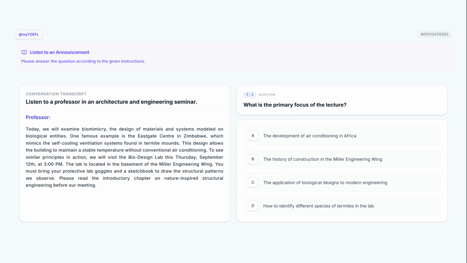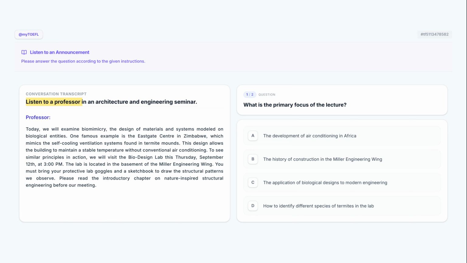To see similar principles in action, we will visit the Biodesign Lab this Thursday, September 12th at 3 p.m. The lab is located in the basement of the Miller Engineering Wing. You must bring your protective lab goggles and a sketchbook to draw the structural patterns we observe. Please read the introductory chapter on nature-inspired structural engineering before our meeting.